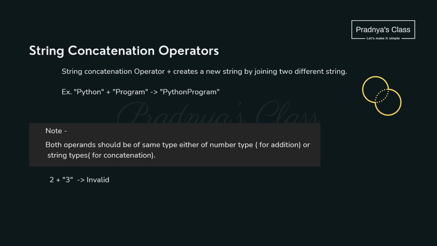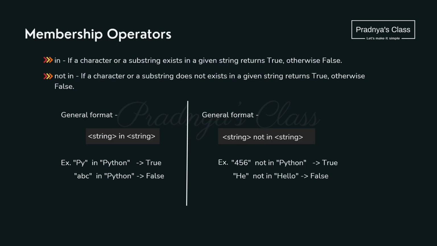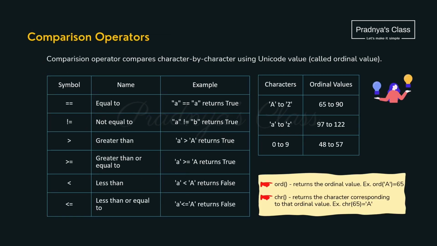Hope you are clear with concatenation. Here is the example. Let's proceed. This is the example for replication. Here is the example for membership operators. And this is nothing but the relational operator or comparison operator in case of strings.